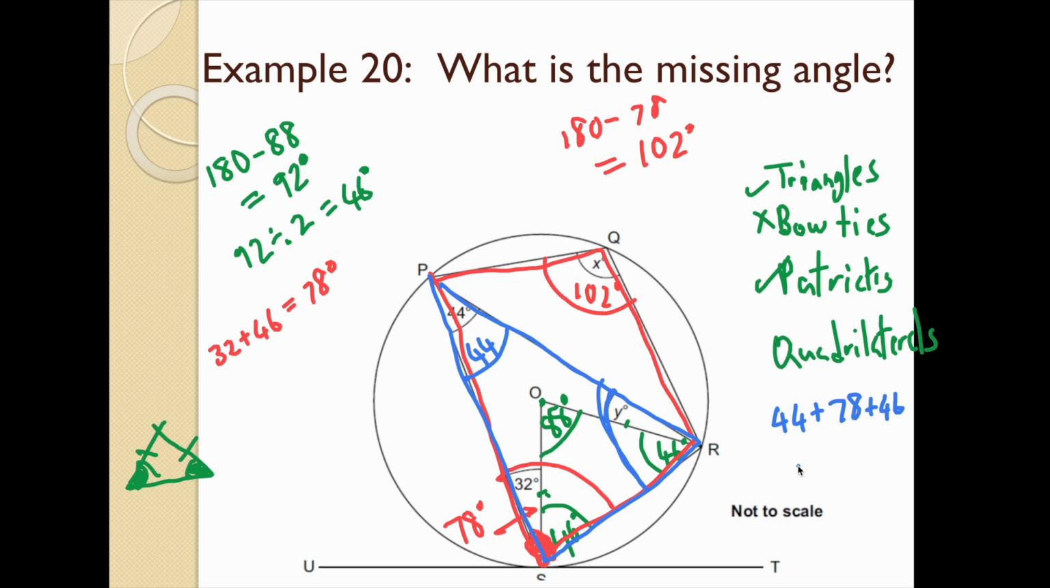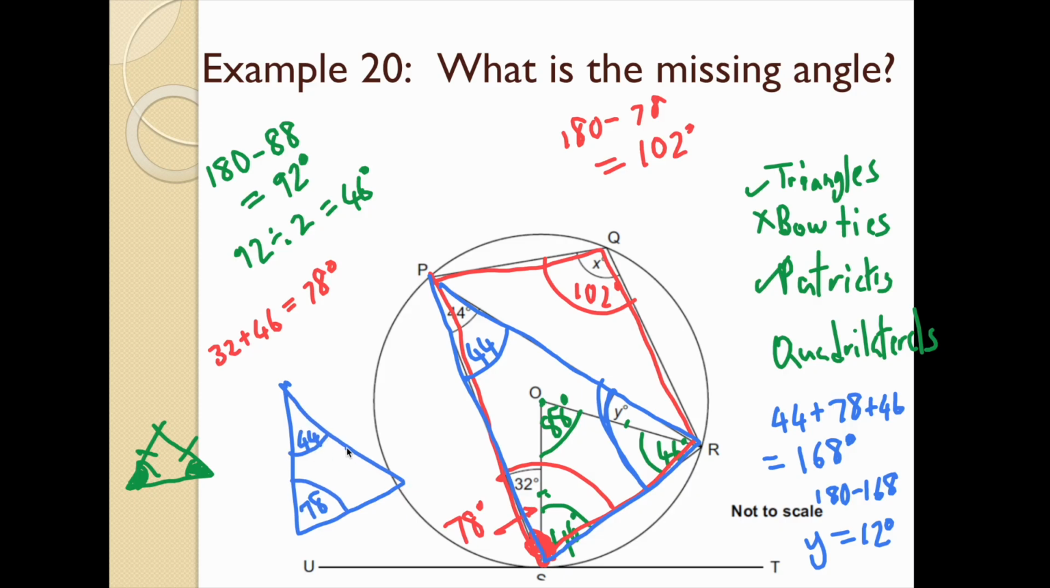So 44 plus 78 plus 46 is 168 degrees. Okay, so 44 and 46 is 90. 90 plus 78 is 168. So 180 minus 168 is 12 degrees. So that means y is 12 degrees. Right here is 12, because essentially that's a triangle that we had here. So here's 44, here's 78, and here is a split of 46 and 12. Alright, so take this down.